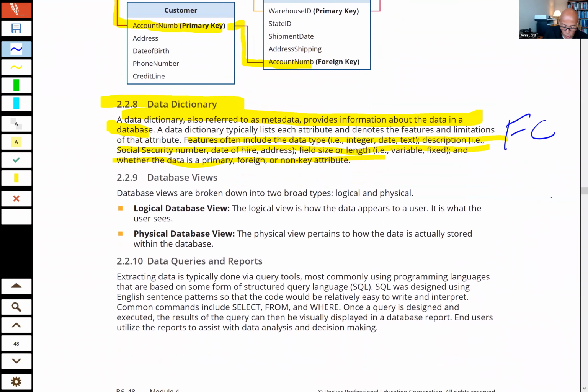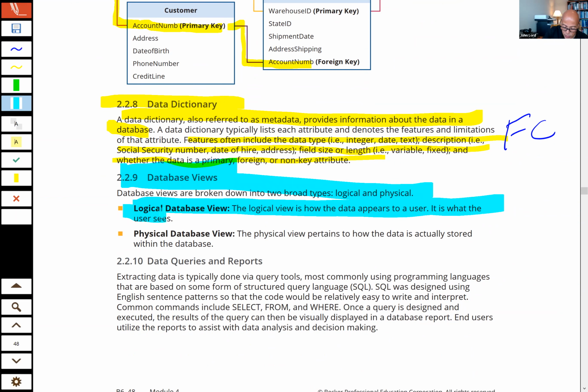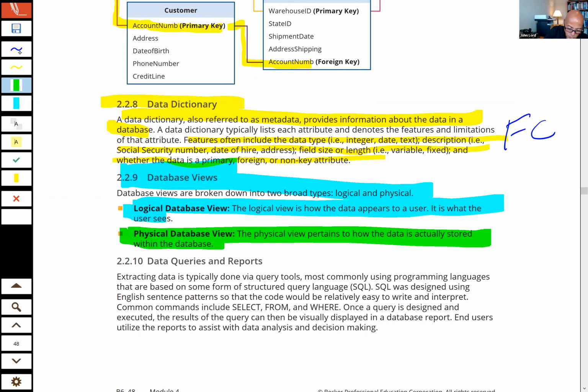Okay, coming over to database views, they're broken down into two broad categories: logical and physical. Logical database is how the data appears to the user. Physical database pertains to how the data is actually stored within the database. And so I think that needs much more explanation than that. There's the way the machine looks at the data versus the way the user looks at the data, right? So just go ahead and flashcard those definitions.